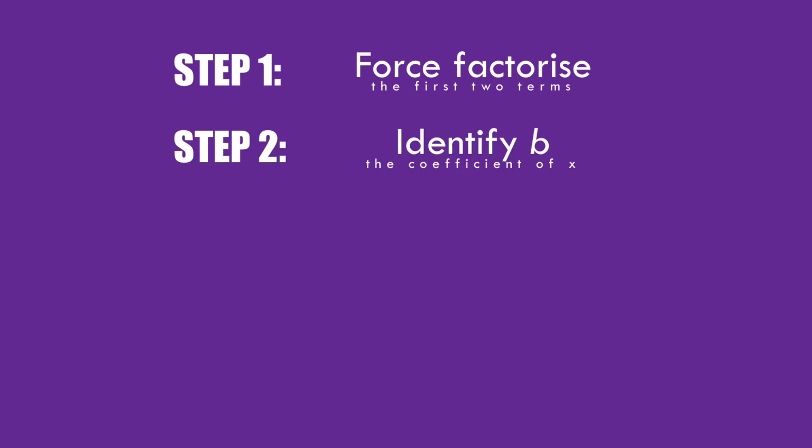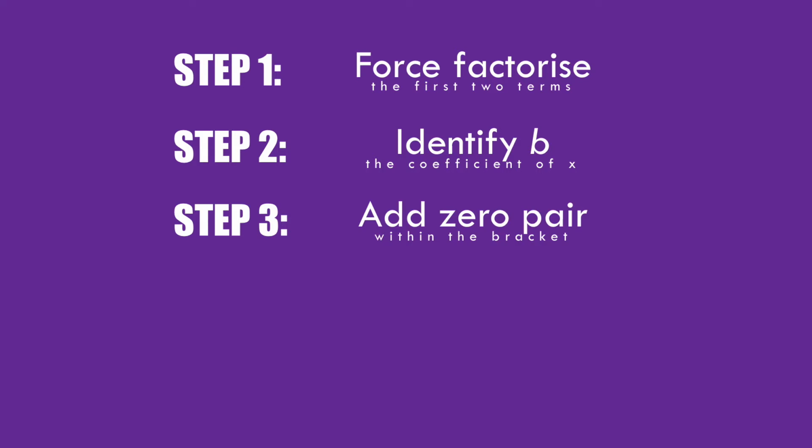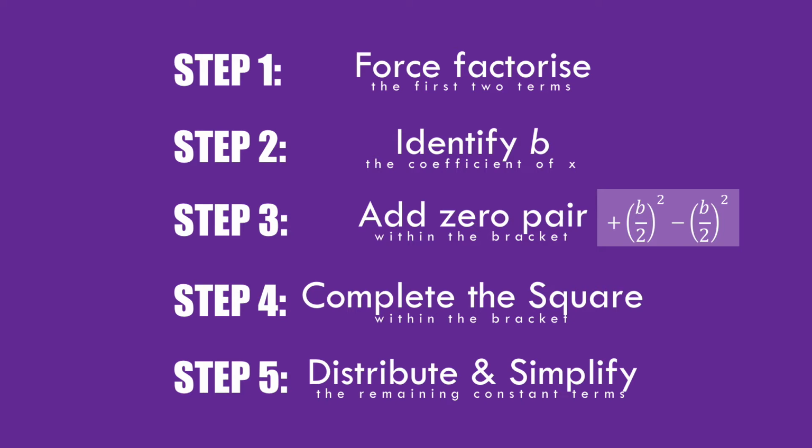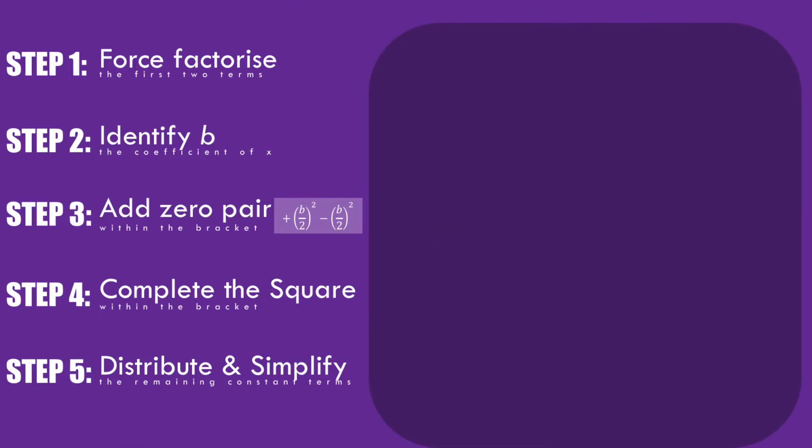Step 1. Factorize the first two terms with the coefficient of x squared. Step 2. Identify b, which is the coefficient of x. Step 3. Within the bracket, add a zero pair of (b over 2) squared minus (b over 2) squared. Step 4. Complete the square within the bracket. And step 5. Distribute the factor and simplify the remaining constant terms. Now let's see how this works out in an example.